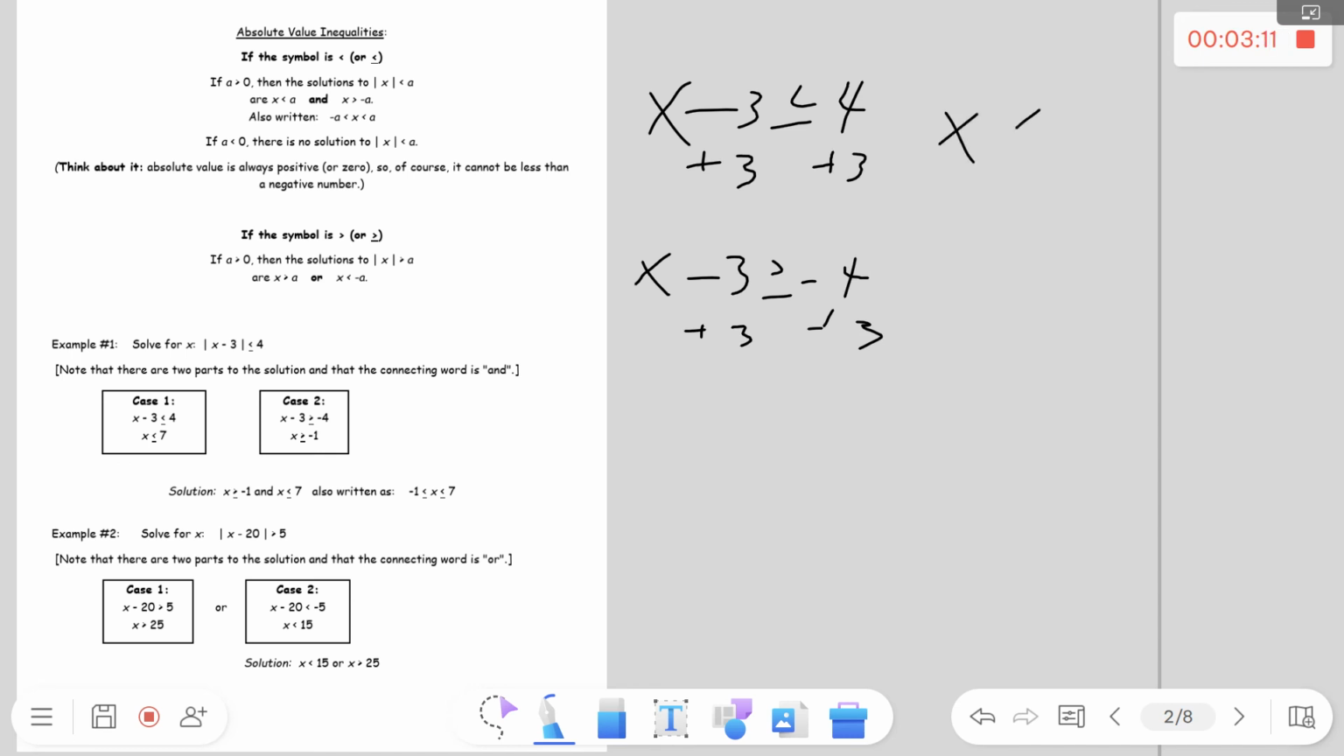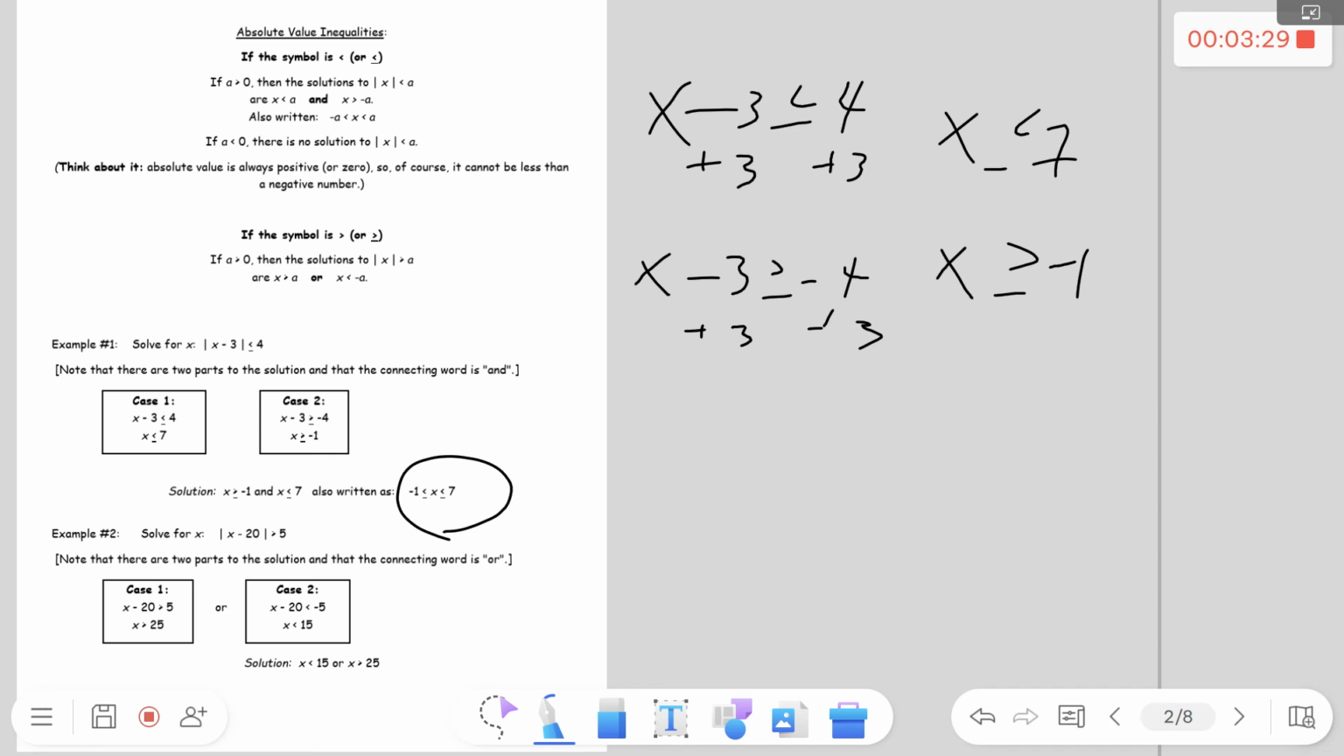X is going to be less than or equal to 7, and x is going to be greater than or equal to -1. And that's where your numbers are going to fall, between -1 and +7 inclusive. Why? Because of the equal sign. Once the equal sign is there, you're including both those endpoints.